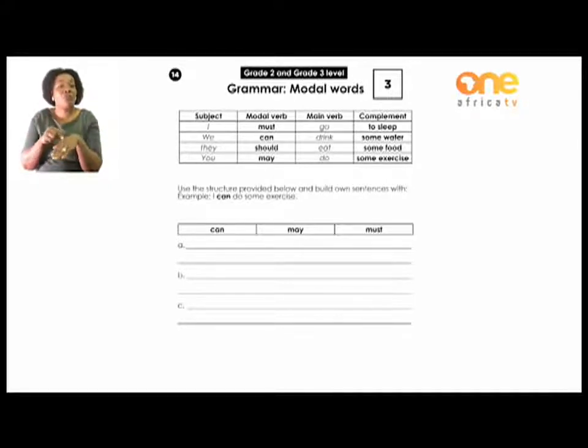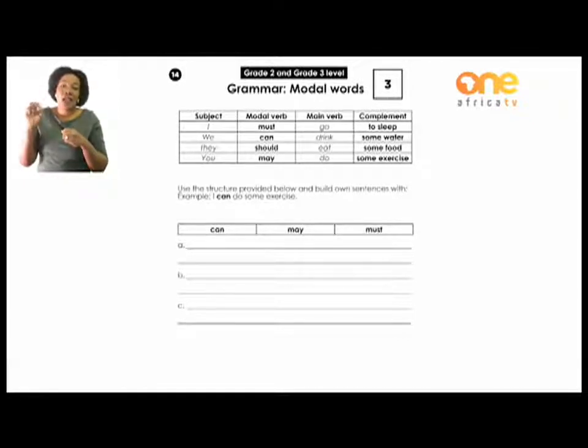Now look at the instructions there below. Use the structure provided below and build your own sentences with the modal words that you are given. For example, I can do some exercise. Now I would like for you to write the sentences, only three sentences with the words can, may, and must.